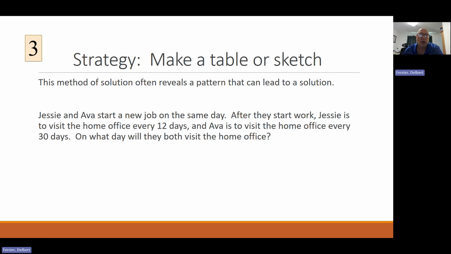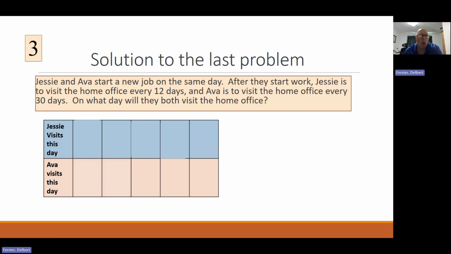both of those lists. So the problem says, well, why don't we make some kind of a table or a sketch? And I say, hey, why don't we? So here's a lovely table created by dear old Dell. The problem is in front of us in the lovely peach text box. And Jesse, she's in there every 12 days. So she's in on day 12. She'd be in again on day 24.